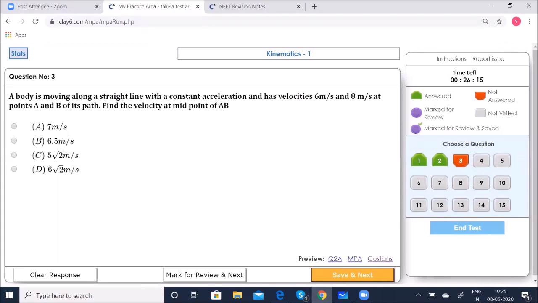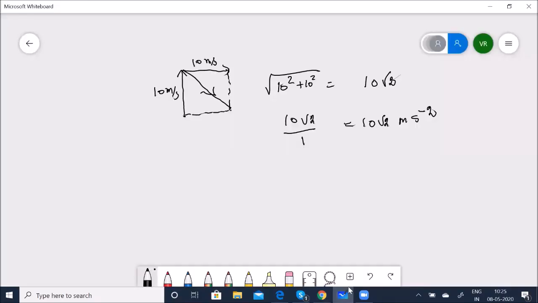A body is moving along a straight line with a constant acceleration and has velocities 6 meters per second and 8 meters per second at points A and B of its path. Find the velocity at the midpoint of AB. Okay, let me clear.